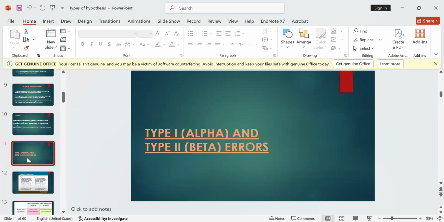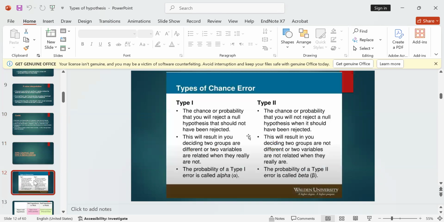What are alpha and beta errors? Type 1 error, which is known as alpha error, is the chance or probability that you will reject a null hypothesis that should not have been rejected. This will result in you deciding two groups are different or two variables are related when they are really not. The probability of type 1 error is called alpha.